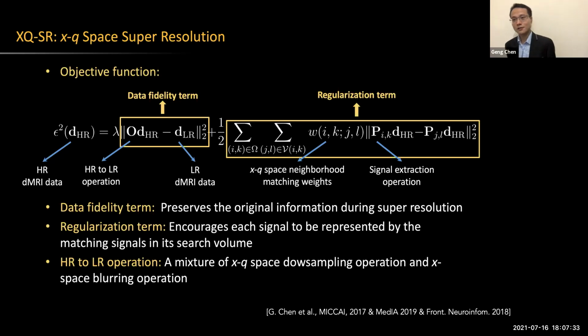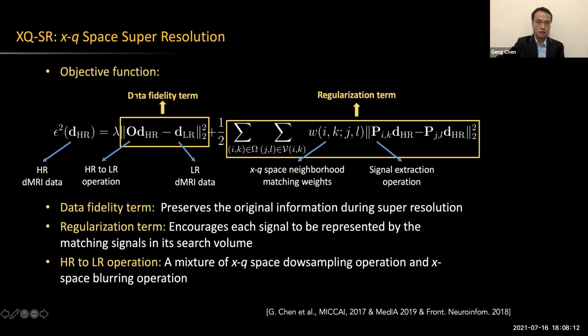Oh yeah, exactly. This objective function is for an inverse problem. Here dHR is the one we want to predict, so it is unknown. We want to use this equation to recover dHR. DLR is the observation, so we can acquire it. We have the low resolution data, and we want to recover the high resolution data.